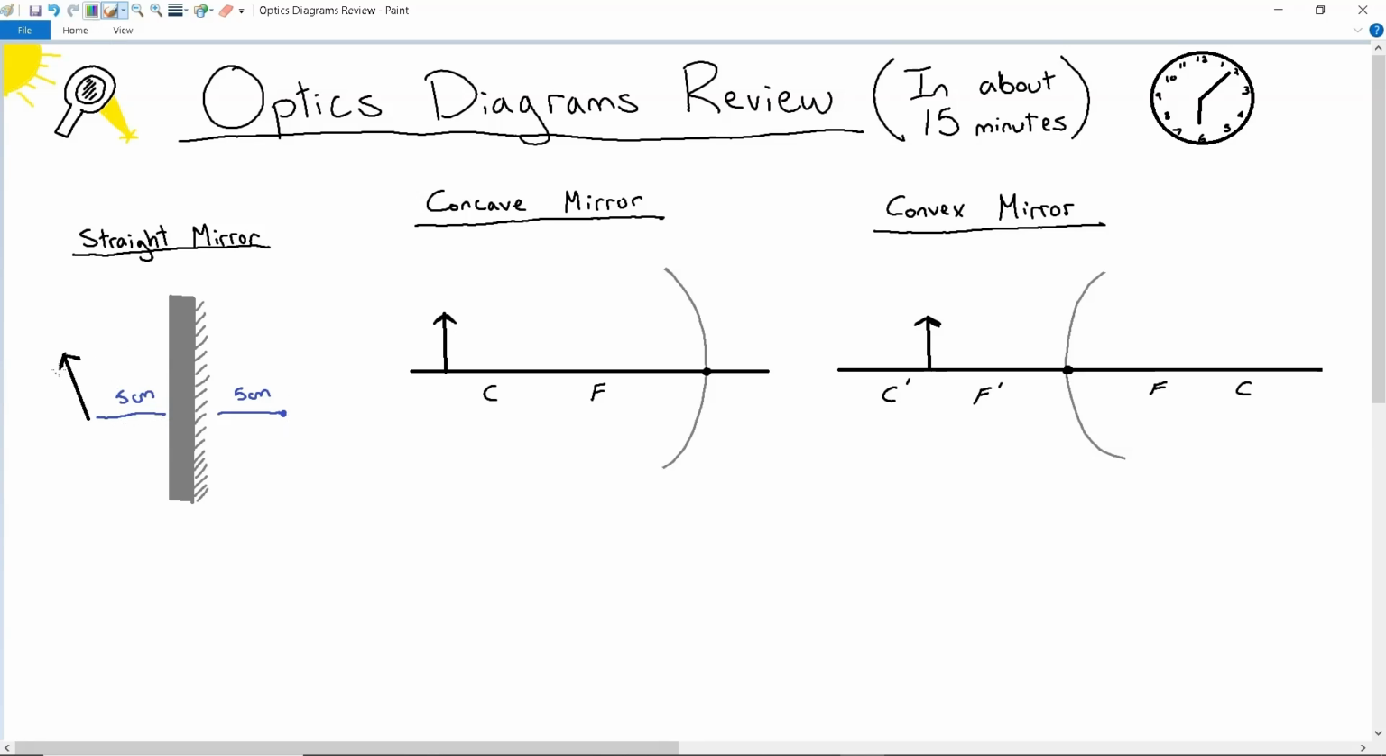Let's pick another point. I'll pick the other end of the arrow, so the tip here. Let's say that this is 7 centimeters away. So it will be 7 centimeters behind the mirror. And that allows me to draw my image. Now this will be a virtual image because light is not passing through the mirror and converging at a point.